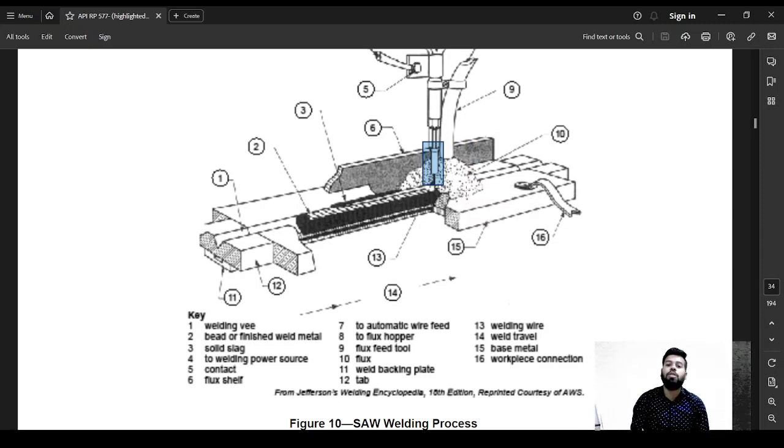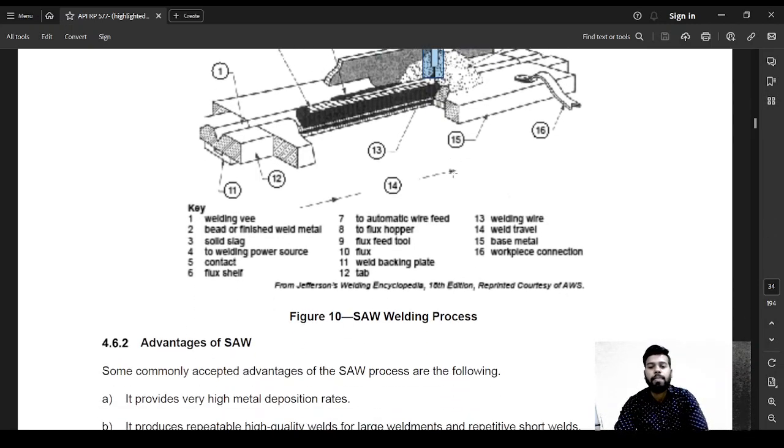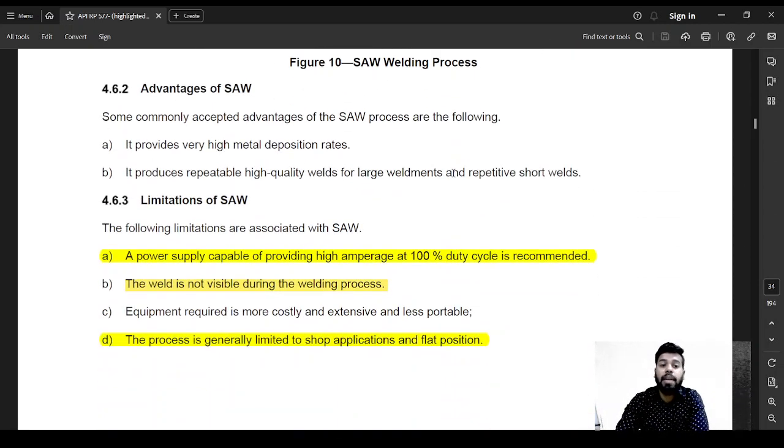This is happening beneath the solid flux cover, so you will not be able to see the visible arc coming out of it. Advantages: it has very high deposition rates and produces repeatable, high quality welds for large weldments and repetitive short welds. Limitations: a power supply capable of providing high amperage at 100% duty cycle is recommended. The weld is not visible during the welding process. The equipment is more costly and extensive and less portable.